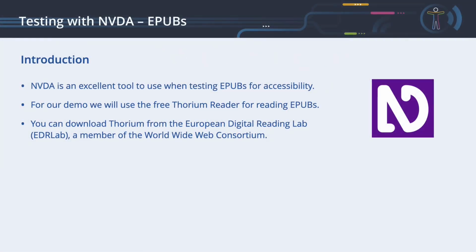NVDA is an excellent tool to use when testing EPUBs for accessibility. For our demo, we will use the free Thorium Reader for reading EPUBs, not only because its reading experience is very good, but also because accessibility is one of its top priorities. You can download Thorium for Windows or Mac OS from the European Digital Reading Lab, which is a member of the World Wide Web Consortium.